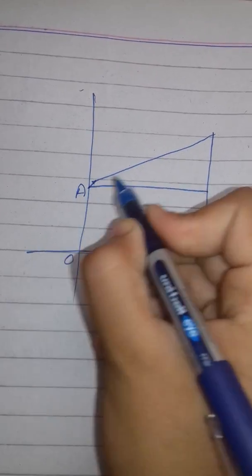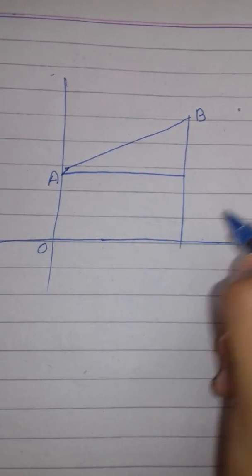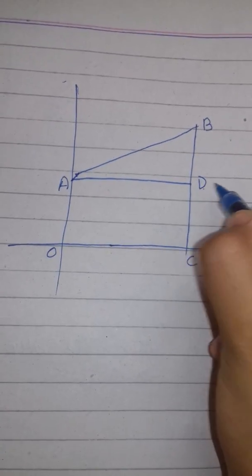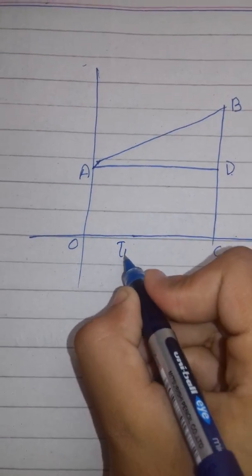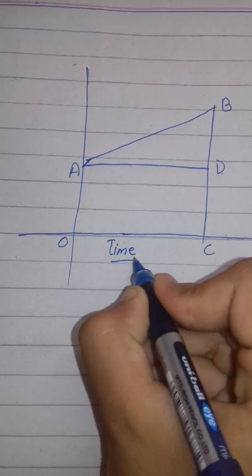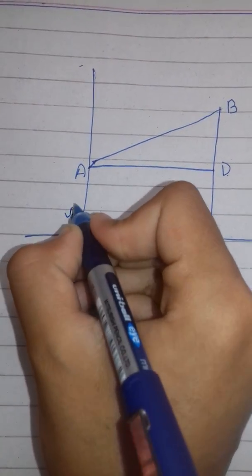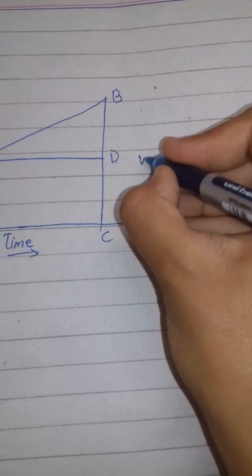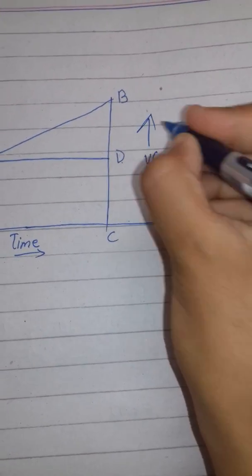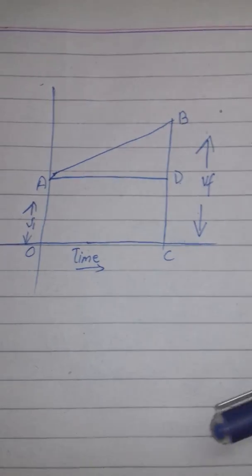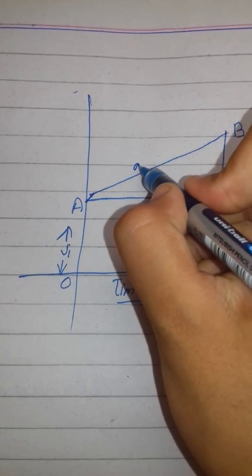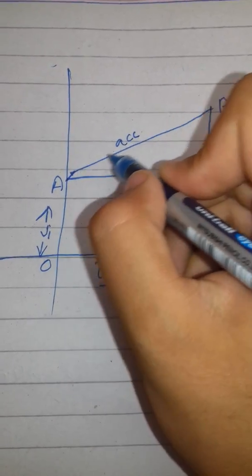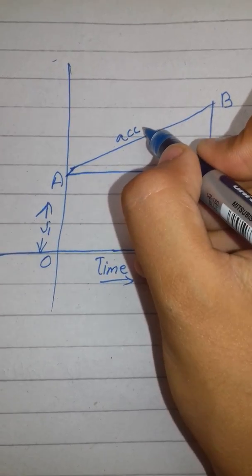O, A, B, C. So we can take this as D. OC is time. Vi is the initial velocity. This one is the final velocity from B to C. And from A to B, it is also covering an axis, moving with some kind of acceleration.